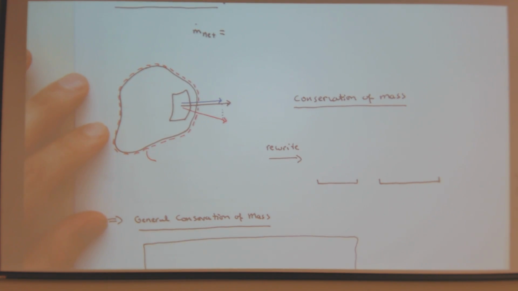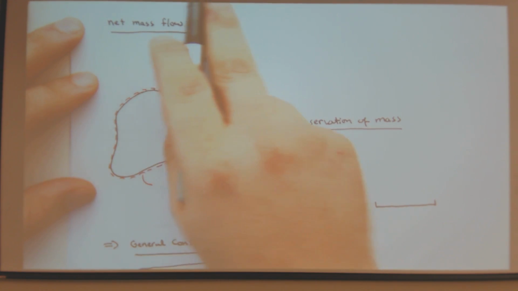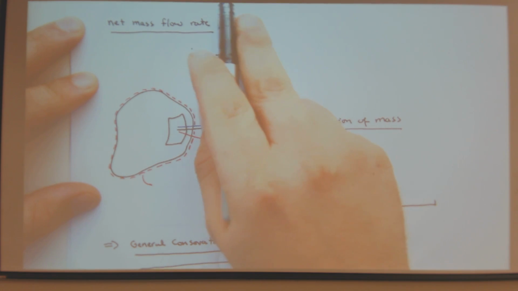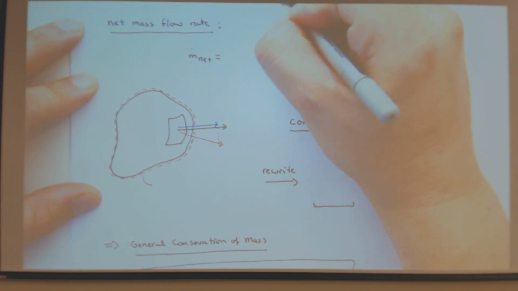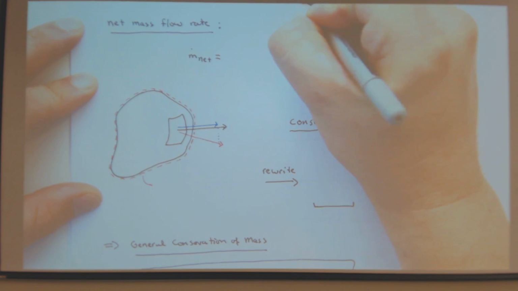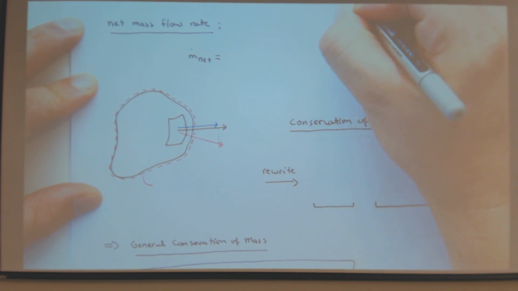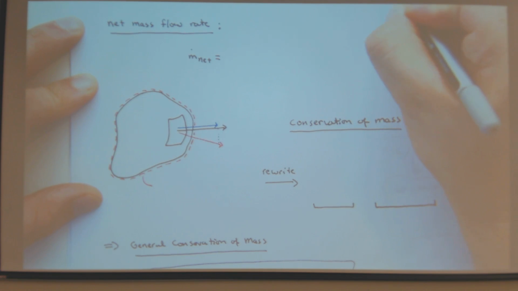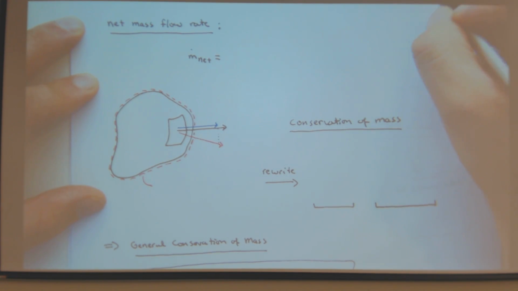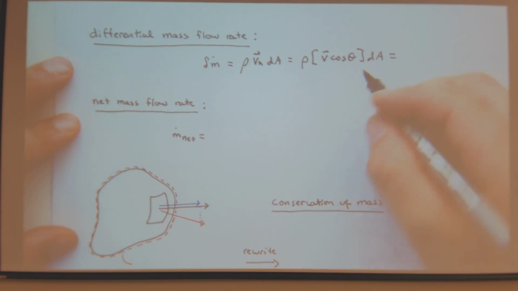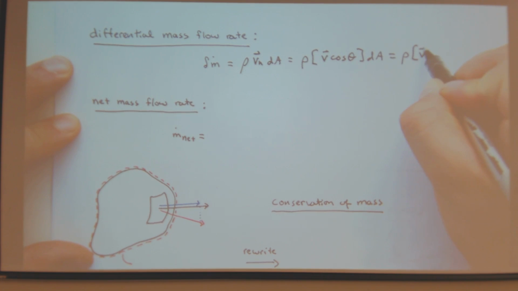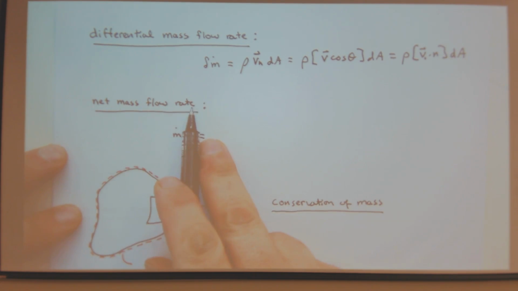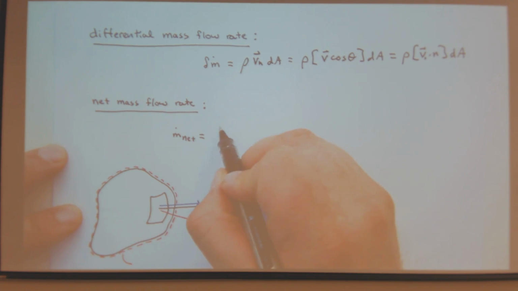So let's just finish this up. Differential mass flow rate. I have my differential delta m dot equals rho Vn dA, which equals rho V cosine theta dA. Yeah, sorry. Rho V dot, the net mass flow rate.